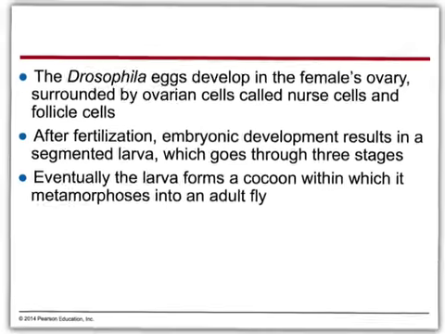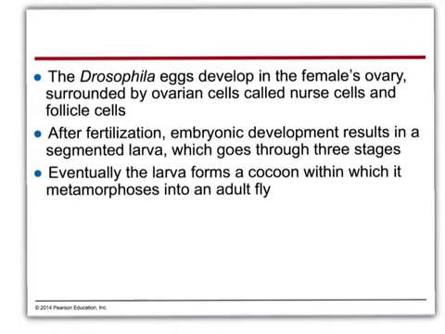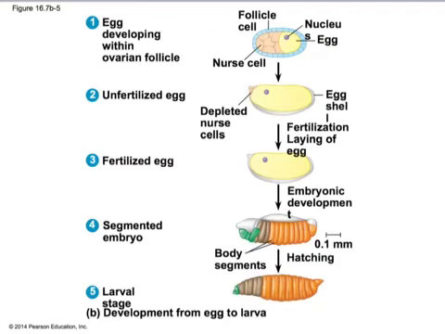So the Drosophila eggs develop in the female's ovary. After fertilization, the development results in segmented larva. Eventually, the larva forms a cocoon within which metamorphosis turns it into an adult fly. So pretty straightforward. You understand the development of a fruit fly from fertilized egg to mature organism, and that the segments are important for what they're going to become eventually. So how do they know this?